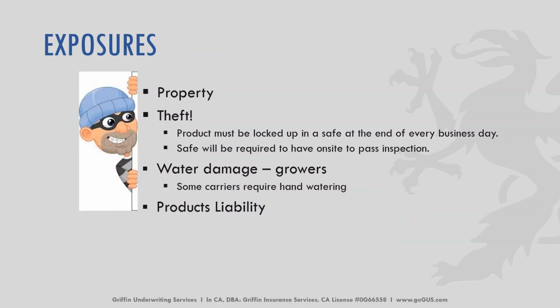Some typical exposures, obviously the property theft. Theft is a big one. Most carriers require the products to be locked up in a safe at the end of every business day, so all of the product needs to be taken off the showroom floor and put in the back. The safe will be required to have an on-site inspection, and it needs to pass that inspection. Water damage is a common exposure, especially for growers. Some carriers even still require hand watering of their plants. And then obviously products liability.